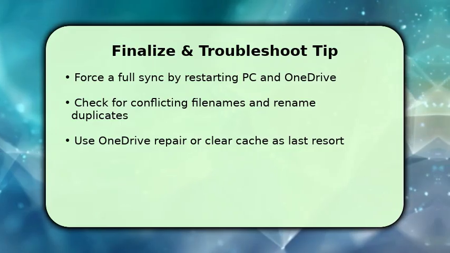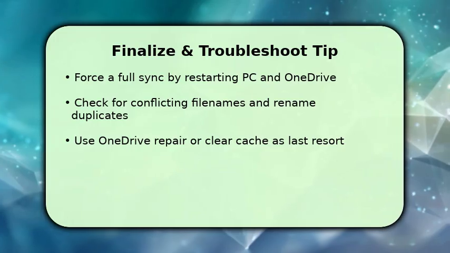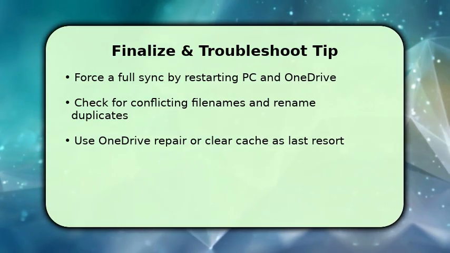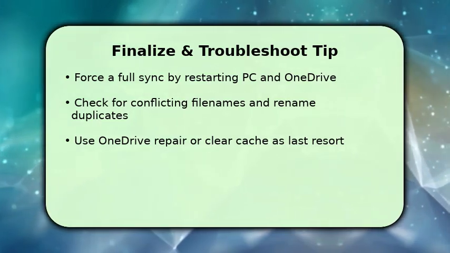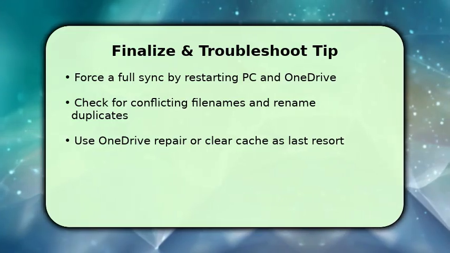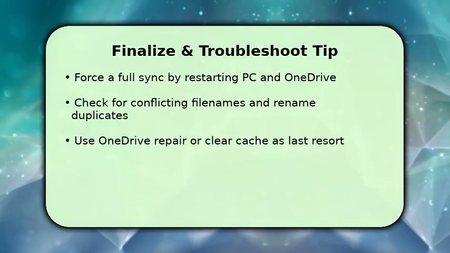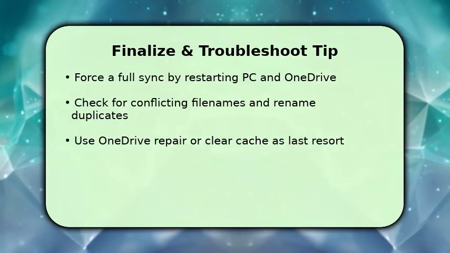Make sure there are no file name conflicts, rename duplicates, or illegal characters that block syncing. If problems continue, run OneDrive's built-in repair or clear its cache to remove corrupted indexes. You may also move problematic files temporarily out of the OneDrive folder. If that still fails, free up space and re-upload affected files. Key tip: check conflict copies folder to restore unsynced changes.